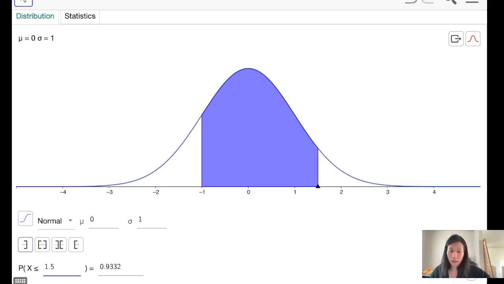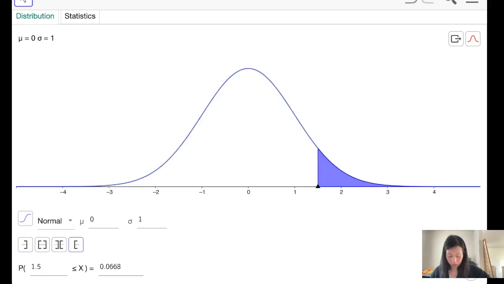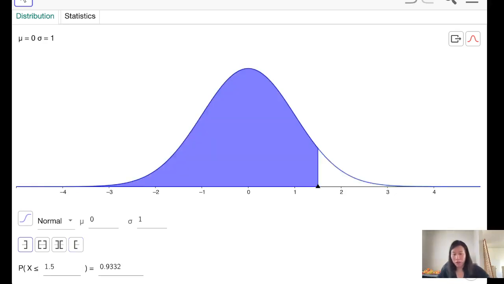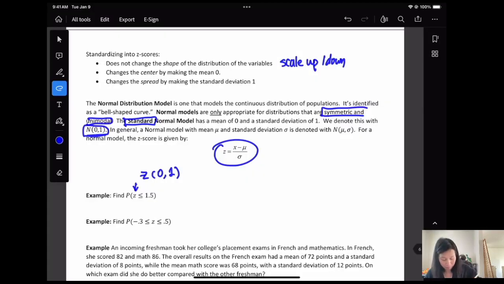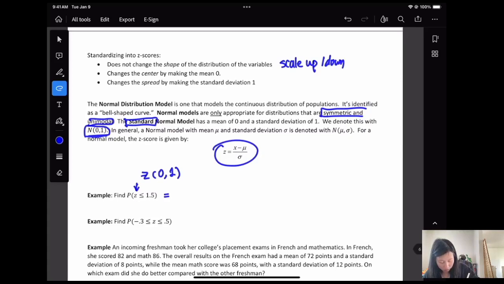So we got less than. Should be this part. So it should be 93.32%. That means this is equal to 0.9332, or 93.32%.